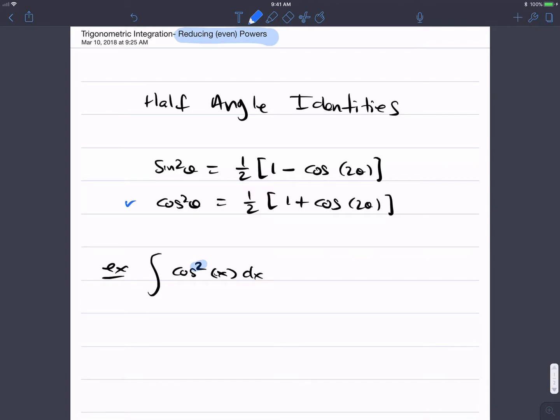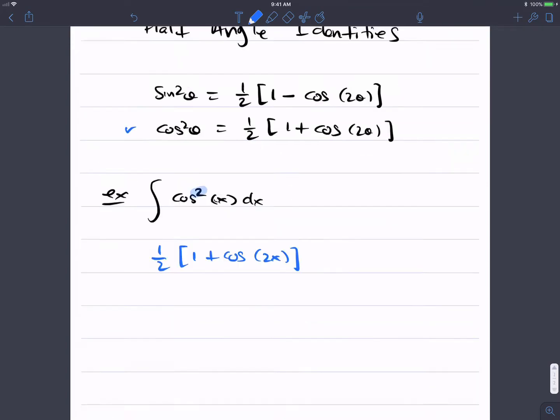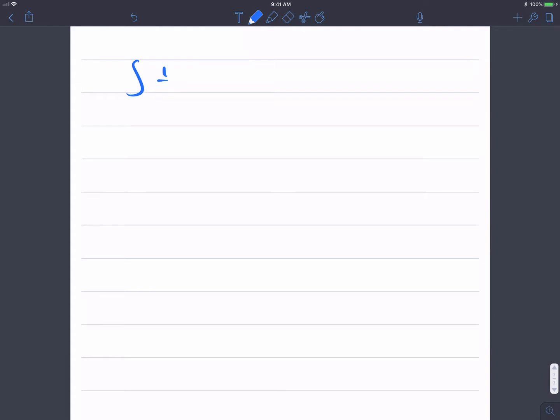In this case, since we have cosine squared, we're going to have to replace cosine squared here with 1/2 times 1 plus cosine 2x, and that will give me an integral that has a power that's reduced. You went from the second power to the first power, and this is what we're talking about here. It's this cosine 2x which is now power 1.